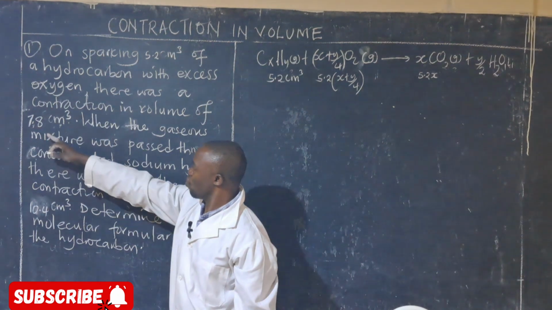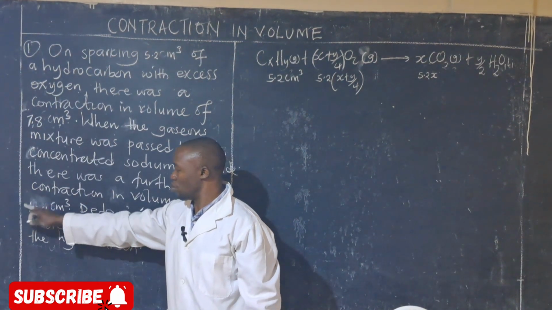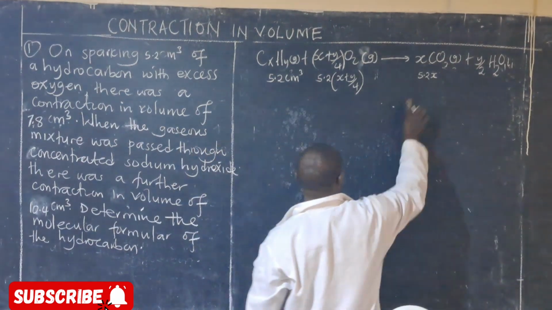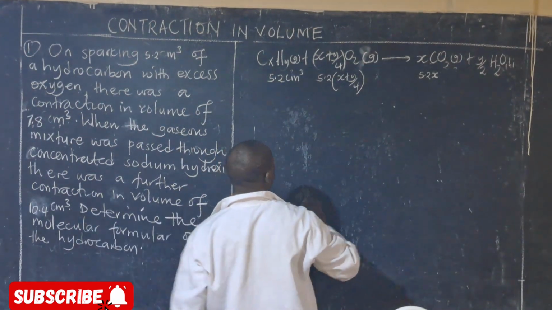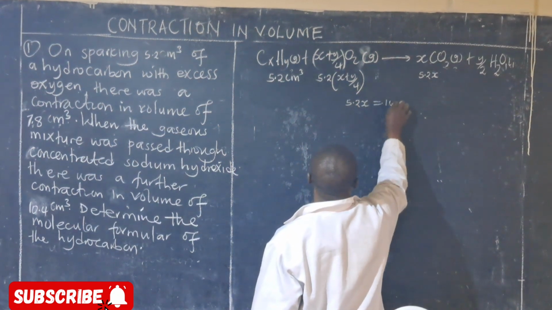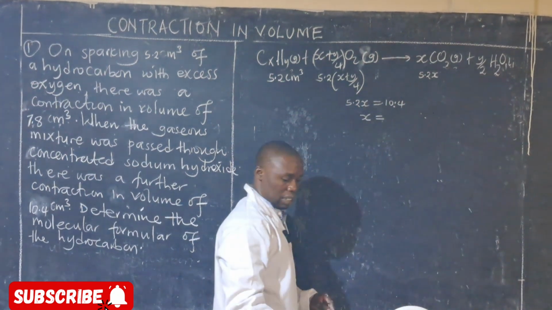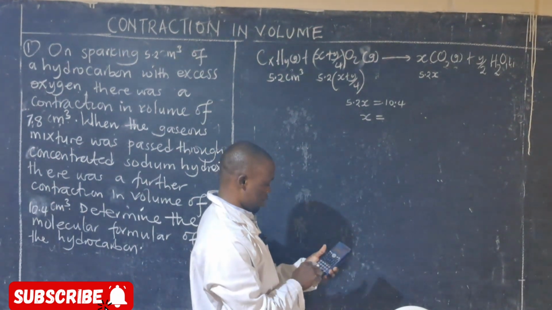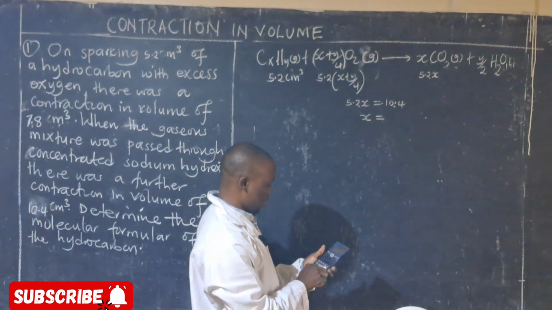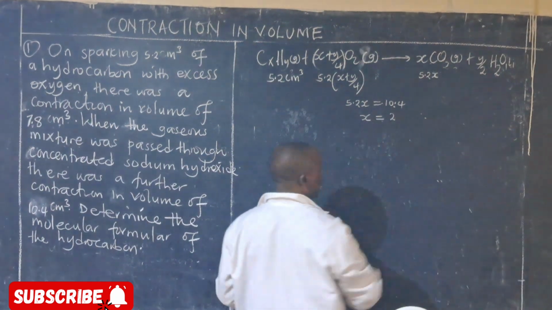So the first contraction is 7.8, the second contraction is 10.4, which is the volume of carbon dioxide. So 5.2x is equal to 10.4, and you can solve for that. Let's get the calculator. 10.4 divided by 5.2 gives us 2. So this x is 2.